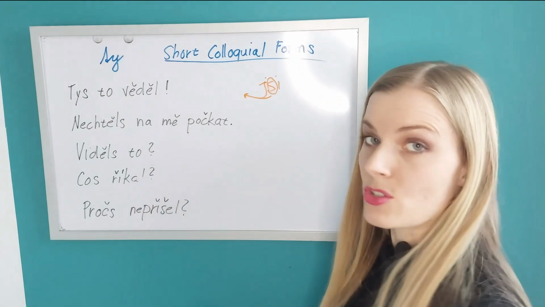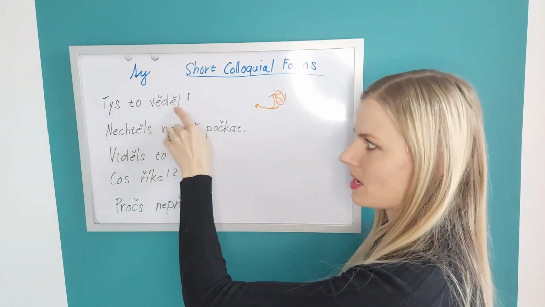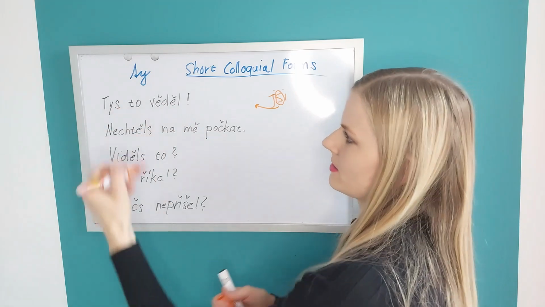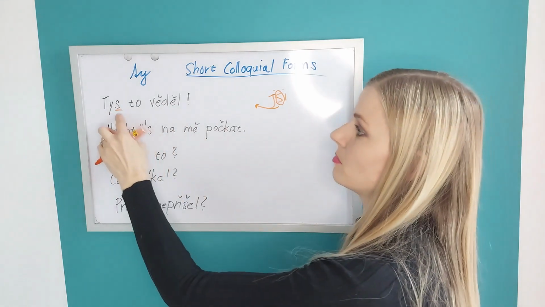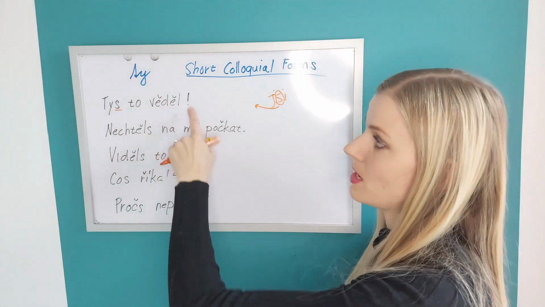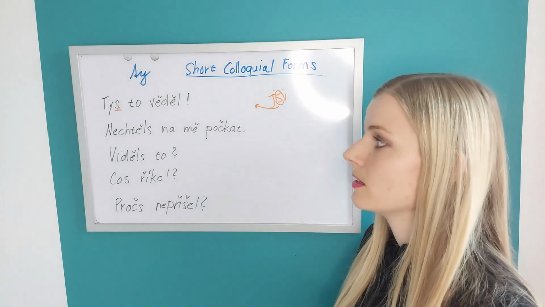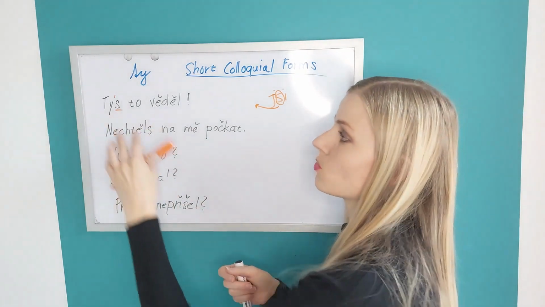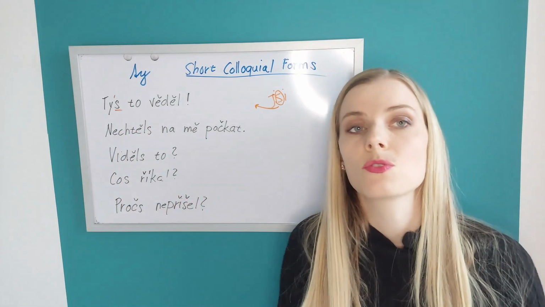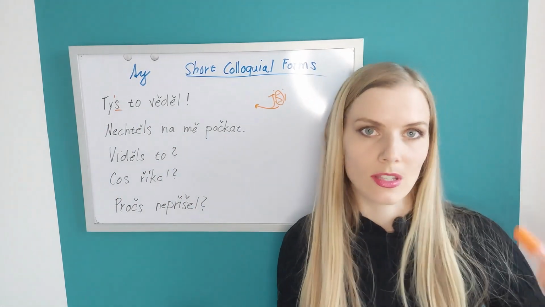For example, ty jsi to věděl. Ty jsi to věděl. We added the s from this auxiliary verb right here. And this means you knew it. Ty jsi to věděl. It's much more common to hear this rather than write it. Or these contracted forms are also used in poems when you need to use one syllable less. This instead of ty jsi.